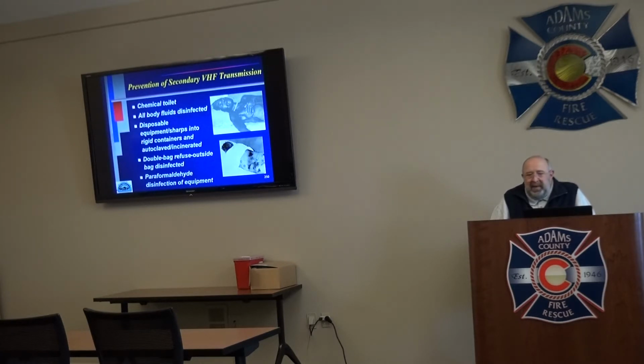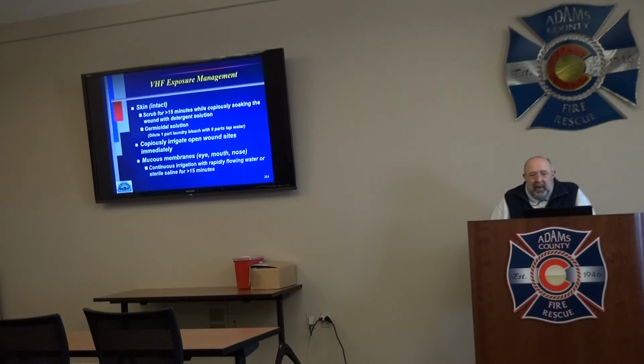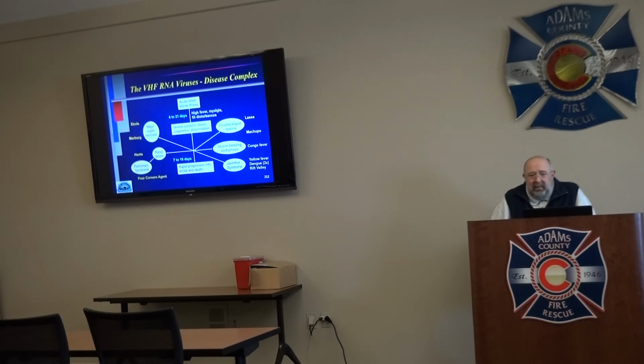The photograph at the top, that's a patient with Ebola in Africa. And you can see, if you look carefully, she is bleeding from her mouth. Her gums are bleeding, okay? The picture below that is a Congo Crimean hemorrhagic fever patient, okay? And you can see all the hemorrhages in the skin of this patient. If you get exposed, intact skin, scrub it for 15 minutes or more with a detergent solution, okay? Or some sort of germicidal solution. If you have an open wound, irrigate the hell out of it for a half hour at least. If it's a mucous membrane, irrigate it really well.